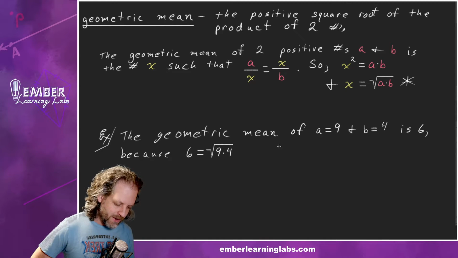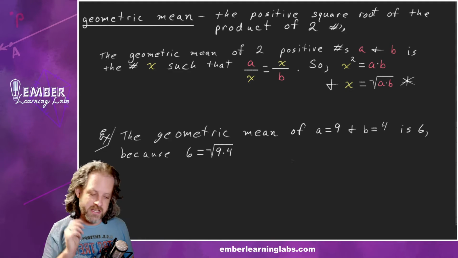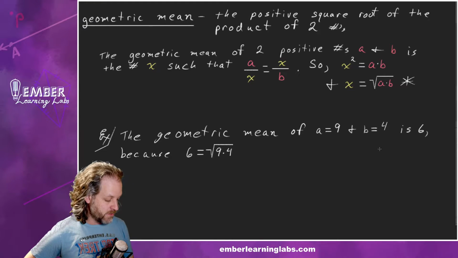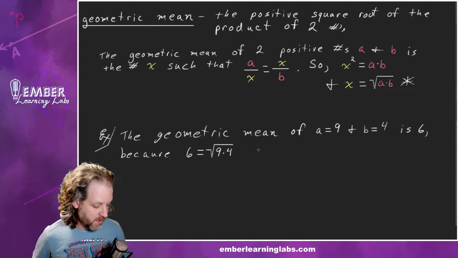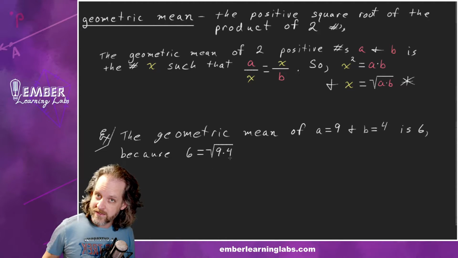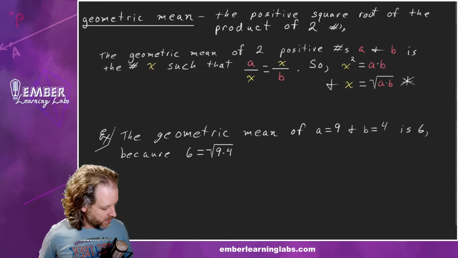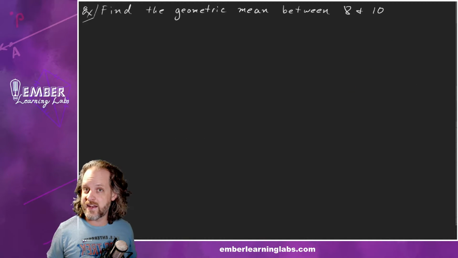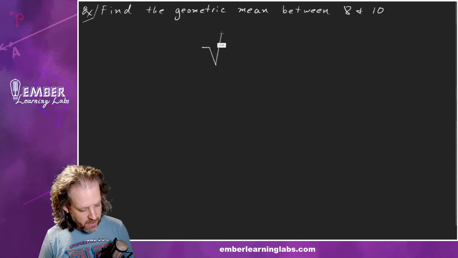We have a simple example with this, not a worked example. We'll do that next. The geometric mean of a equals 9 and b equals 4 is 6 because the square root of 9 times 4 is 6, because 9 times 4 is 36. Square root of 36 is 6. Let's actually work an example together, finding the geometric mean. We're going to find the geometric mean between 8 and 10. So it's going to be the square root of 8 times 10.